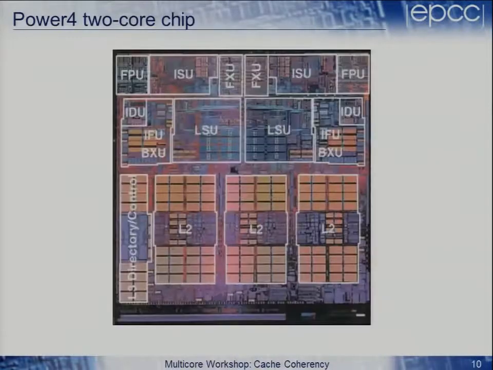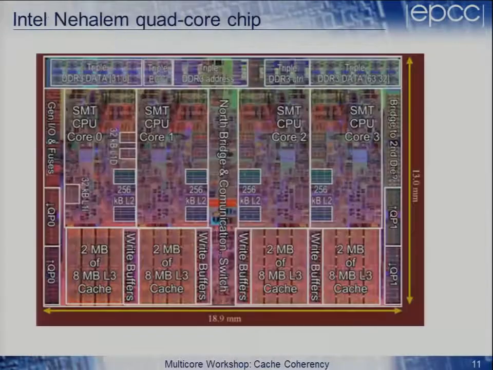In reality, this is a bunch of pictures, a wee bit old, of what they look like. Here's a Power 4 2-core chip, so there's 2 cores here. Something slightly weird is going on with the cache. That's not an easy one to interpret. The Nehalem's quite easy to see. Quad-core chip on a chip. The cores are so small, you can actually put more than one on a single piece of silicon.